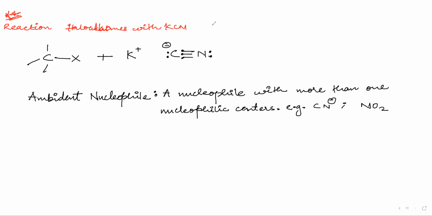So now here I will say that we will get a product which is CN like this, carbon with a triple bond to nitrogen, plus we will get KX. Can somebody tell me which has attacked? Carbon has attacked or nitrogen has attacked? Carbon has attacked.